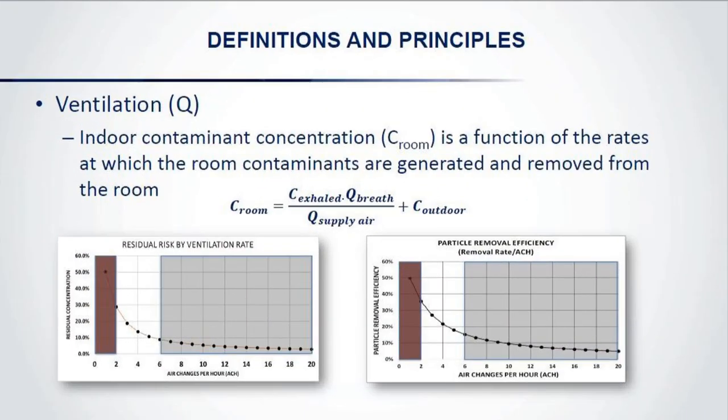Your indoor contaminant concentration is a function of the rates, as I've already said, at which room contaminants are generated and removed from the room. What I'm trying to show you in those two graphs is that as you increase the ventilation rate, and those graphs go right up to 20 air changes, there's always some residual risk, some residual contaminant level. No matter how much you ventilate, there's always some risk. Your risk never goes down to zero. Your rooms are never safe.